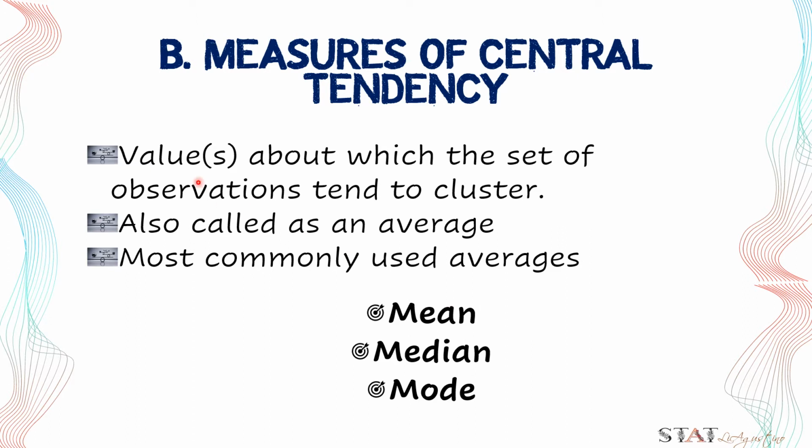Okay, so to further define it, it is values about which the set of observations tend to cluster. It is also called an average. So this is usually termed as average. What is your average grade? What is your average income? What is your average distance you walk every day? What is your average allowance? What is your average school fees? So we usually use this term in many ways.